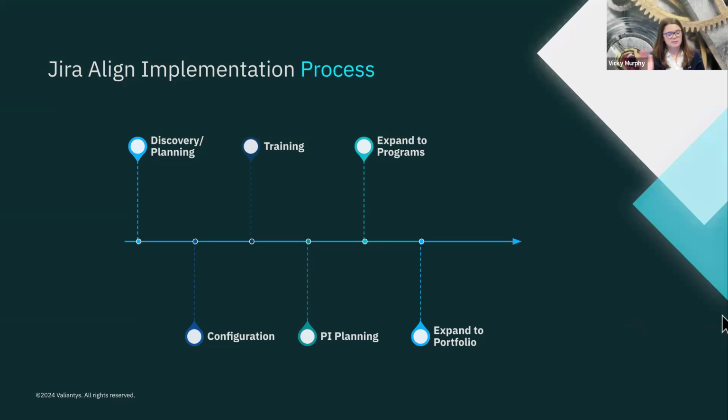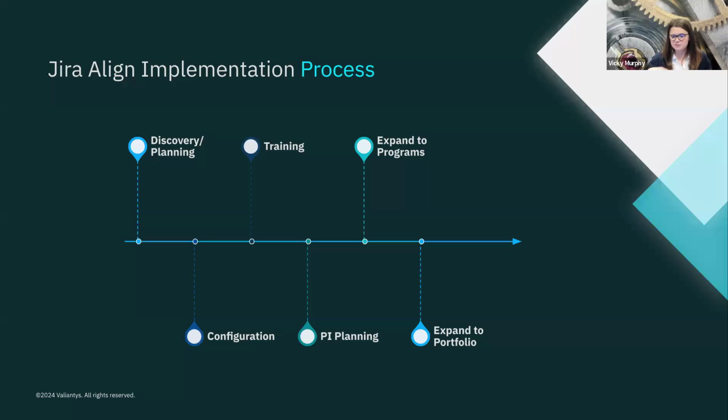As we start talking about Jira Align, a lot of customers start to ask, well, what does an implementation of Jira Align really look like? For our initial implementation, we recommend doing a single program, so a single team of teams. It's usually 3 to 5 Agile teams. This typically takes around 3 to 6 months to complete. And throughout that time, we're going through these general phases.